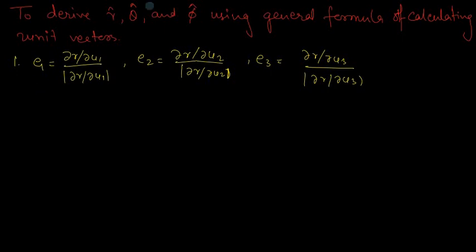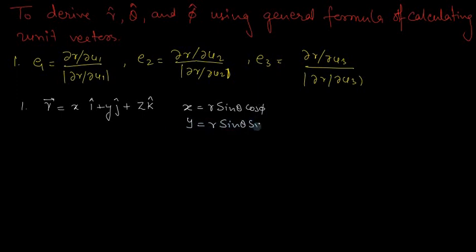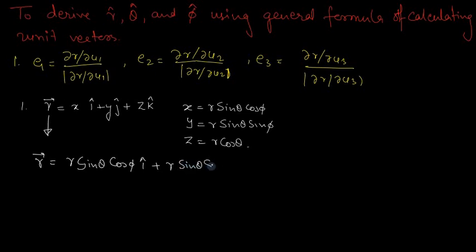And in a spherical polar coordinate system, we have seen that your r vector in Cartesian is x i cap plus y j cap plus z k cap, and x is equal to r sine theta cos phi, y is equal to r sine theta sine phi, and z is equal to r cos theta. So let us substitute that in this vector form. So r vector will turn out to be r sine theta cos phi i cap plus r sine theta sine phi j cap plus r cos theta k cap. We have discussed that our u1 is equal to r, u2 is equal to theta, and u3 is equal to phi.